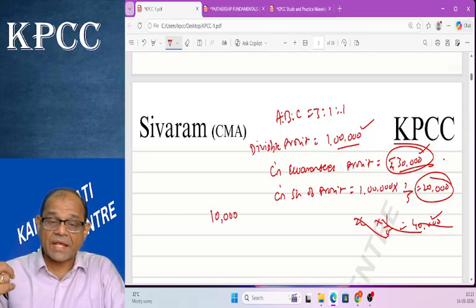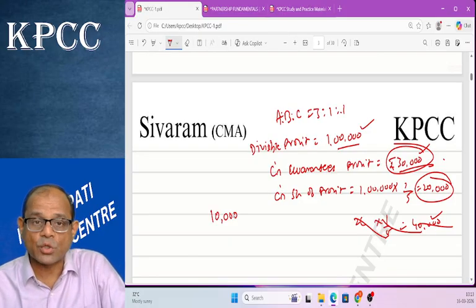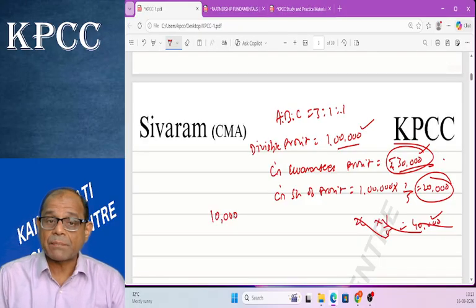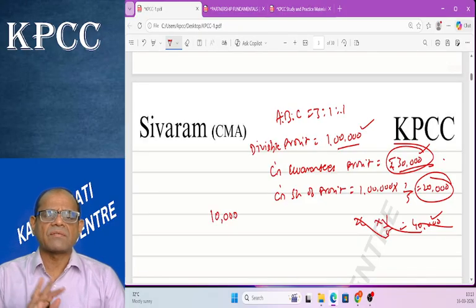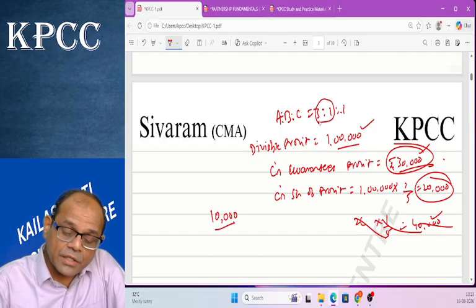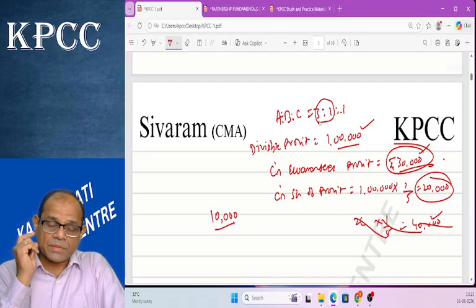Now if he is taking more, then the other partners A and B have to bear it. In what ratio? That, the question will specifically mention. Sometimes it will not mention anything. That means this 10,000 will be borne by A and B in their profit sharing ratio. That amount will be subtracted.